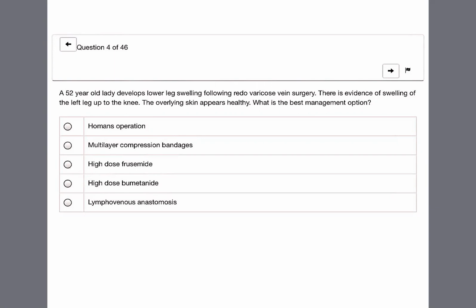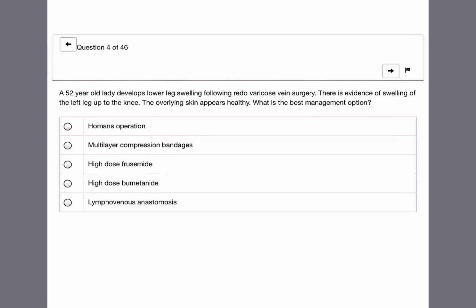Okay, I will start. Dr. Talal starts, then Dr. Basharat. A 52 years old lady developed lower limb swelling after varicose vein surgery. There's evidence of swelling of the left leg up to the knee. The overlying skin appears healthy. What is the best management option? Homans operation, multilayer compression bandages, high dose furosemide, high dose bumetanide, lymphovenous anastomosis. I don't know, sorry. Anyone have an answer? I will go for the Homans operation.